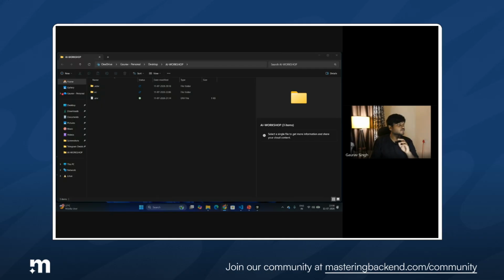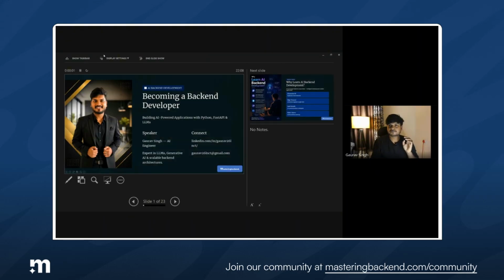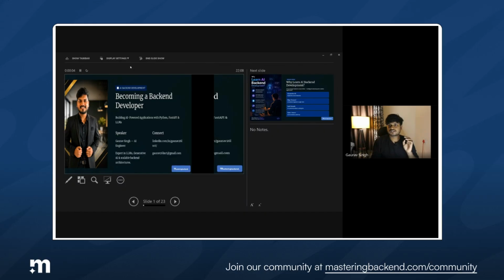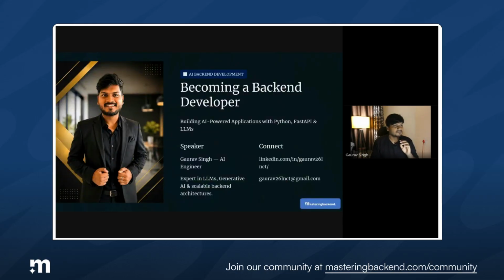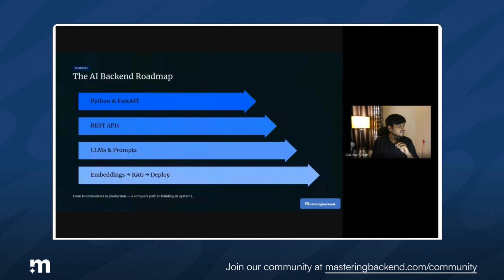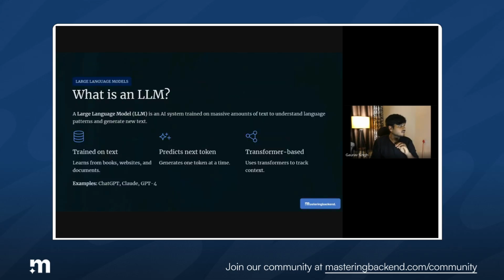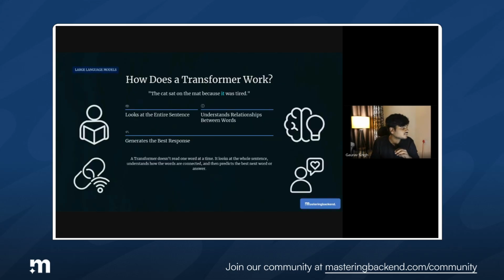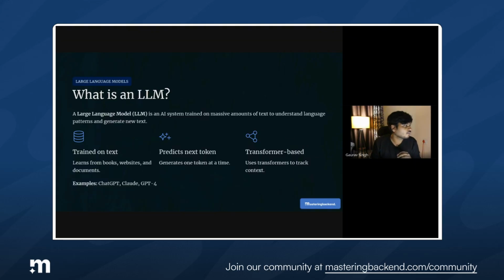So let's move to the next slides, like LLM, because we have a lot of things to discuss. So I have built a simple FastAPI application. Okay, so now we have slides. Now let's see what is LLM. Once you are done with FastAPI and able to build some endpoint APIs, now let's move to the LLM. What is LLM?